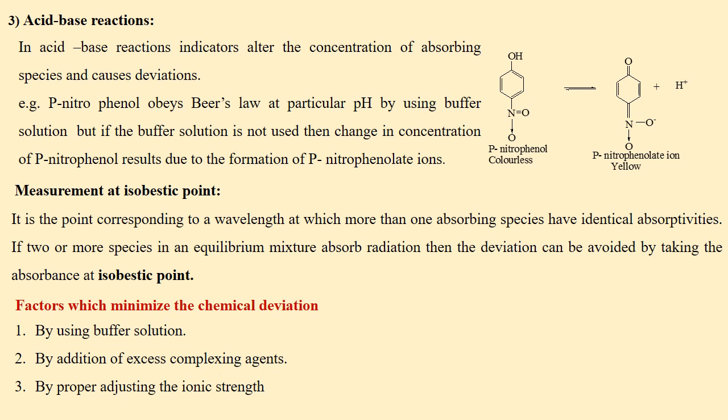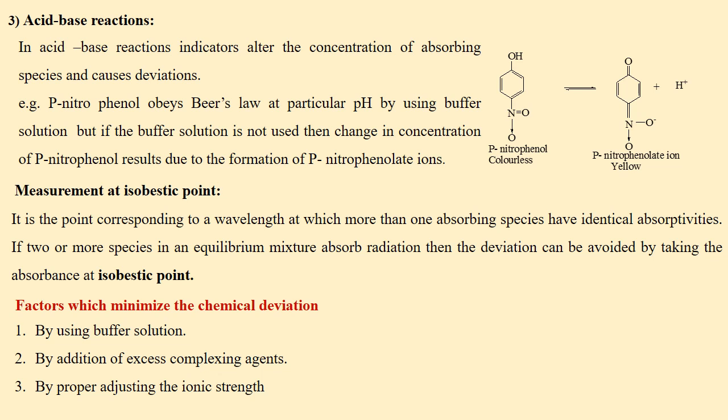In an acid-base reaction, for example, para-nitrophenol obeys Beer's law at a particular pH by using a buffer solution, but if the solution is not buffered, then due to change in concentration of para-nitrophenol, there is formation of para-nitrophenolate ion, and due to this there is deviation in Beer's law. So there are some factors which minimize the deviation from Beer's law, that is, chemical deviation.